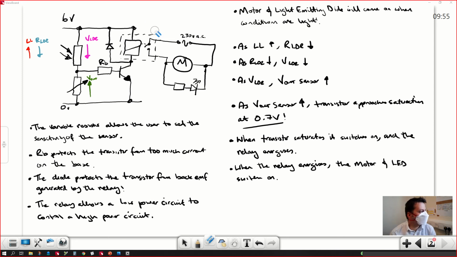I just wanted to draw attention to the fact that these two circuits are isolated from each other. A common mistake is that people would connect that 6-volt supply line to that 230-volt supply line. They should not be connected to each other.